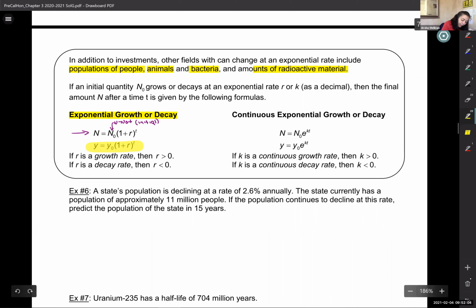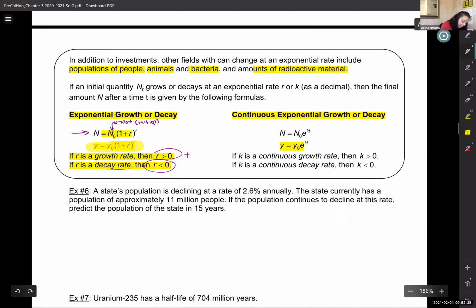Okay, and now if R is a growth rate, if something is increasing, then R is positive. And if it's decreasing, R is negative. Okay, now you use that when things are exponentially changing. In the case where something is continuously changing, right? You use the word continuous, then it's this: Y equals Y naught, e to the kt.